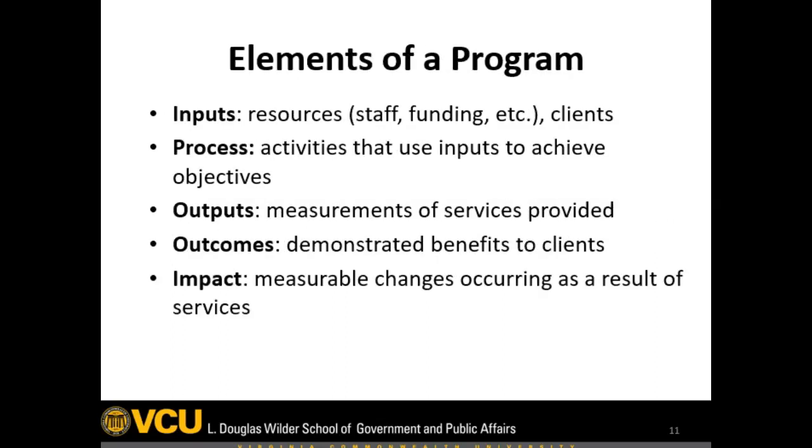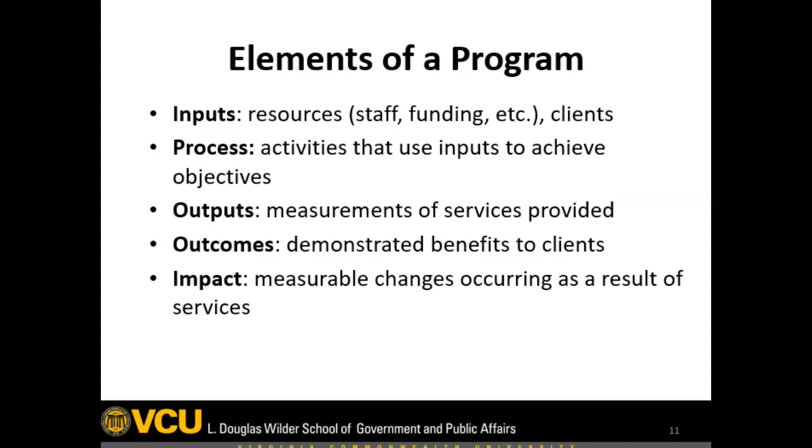Each program should have the following key elements. Inputs. These include a physical building, for example, to provide programming in, supplies, staff with appropriate skills, and adequate funding to complete the program. The next program element is process. These are activities that use inputs to achieve program objectives. In the example of a reading program, tutoring sessions would be activities.